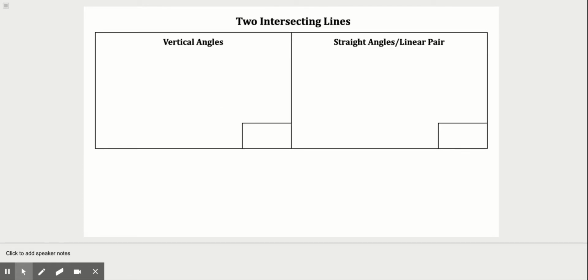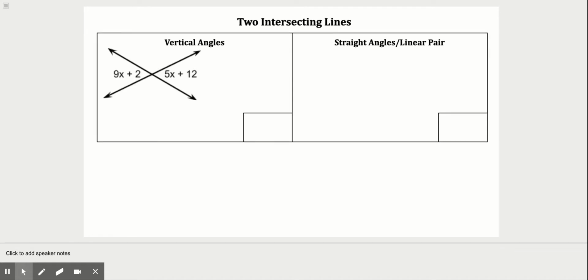Let's look at a couple of different diagrams and see if we can distinguish the difference between vertical angles and straight angles. Vertical angles look like this, where you have two intersecting lines that share a vertex. Vertical and vertex, they sound kind of similar to each other. Vertical angles share this vertex, but they are not adjacent to each other. They are on opposite sides of that vertex. In this example, 9x plus 2 is on the left, and 5x plus 12 is on the right.